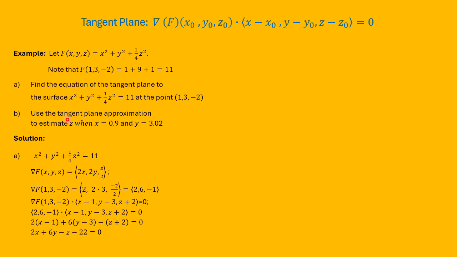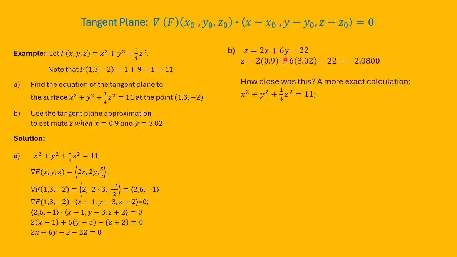So now we move on to part B. Let's use this tangent plane approximation to estimate z when x and y are these numbers. So if we look at the tangent plane equation down here, we can solve this for z in terms of x and y. What we get is z equals 2x plus 6y minus 22. Plugging in x is 0.9 and y is 3.02. Our approximation for z then is this stuff, which when you multiply it out and add, gives you minus 2.0800.